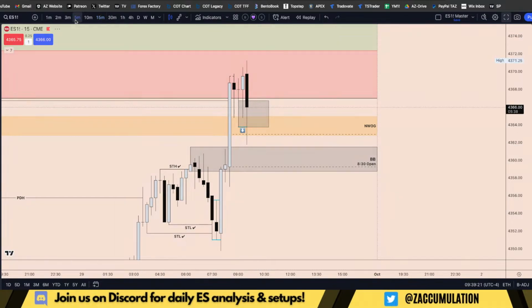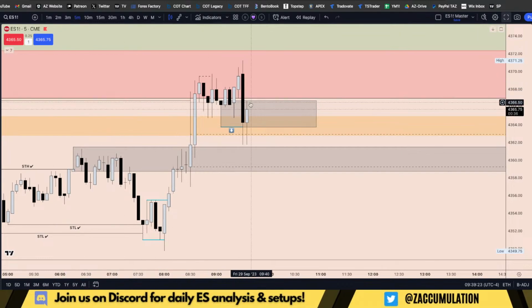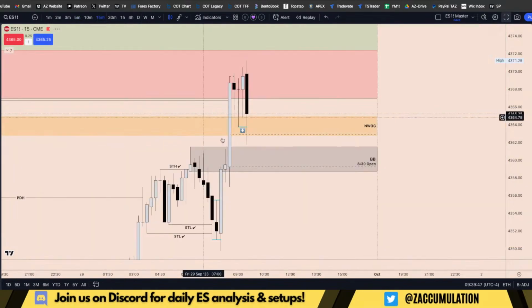For the continuation higher. On a 5-minute, we swept internal sell side. Let's wait these 30 seconds to see if we get a confirmation. Close below this short-term low. If we do, we could be looking at a potential reversal setup, but that's exactly the thing. Why doesn't every reversal setup play out?